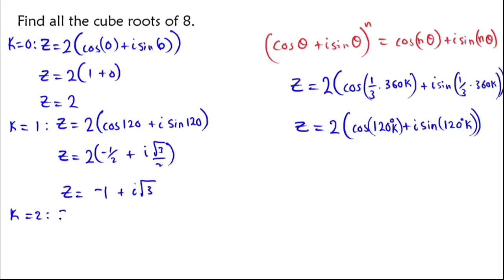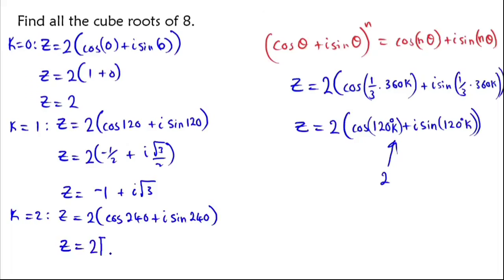How about when k is 2? What do we get? Z will be equal to 2, open bracket. So remember, this k here is a 2, so that will be 240. So if it's a 240, then we're saying cos 240 plus i sine 240, again, like this.